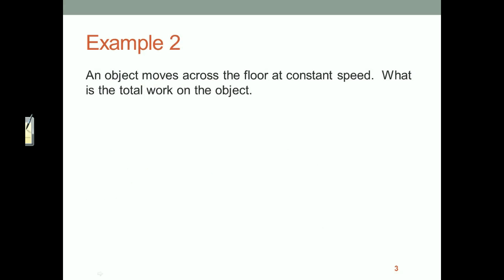So we have an object moving across the floor at constant speed. What is the total work on the object? Okay, well, think about the object's free body diagram. I have normal from the floor on the object. I have the weight of the earth on the object. Constant speed. That tells me no acceleration. No acceleration means the net force has to equal 0. Right now I have no net force because the normal and the weight balance each other, but also the normal and the weight are perpendicular to the motion, so they do no work.